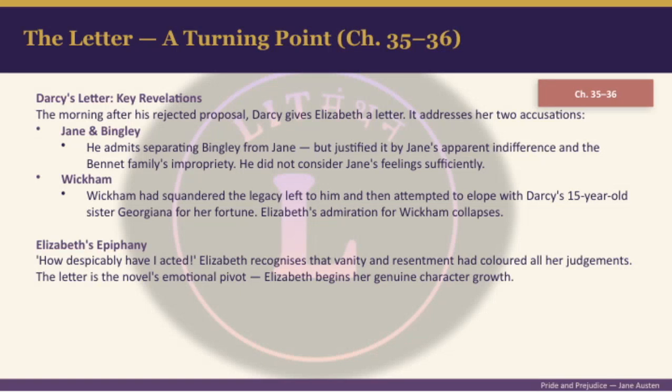On this slide, we see that chapters 35 and 36 represent a crucial turning point in the story. After his rejected proposal, Darcy hands Elizabeth a letter that addresses the accusations she had made earlier. This letter is really revealing because it provides Darcy's perspective and clarifies many misunderstandings.